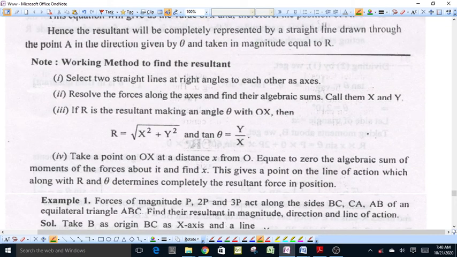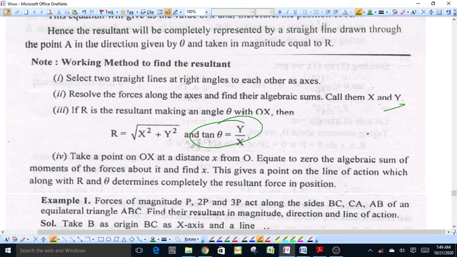Working method to find the resultant: we select two straight lines at right angles to each other, and we take these straight lines as axes, and then we resolve all the forces along the axes and find their algebraic sums, and call these sums X and Y. If R is the resultant making angle theta with OX, then R is equal to the square root of X squared plus Y squared, and tan theta will be equal to Y upon X.